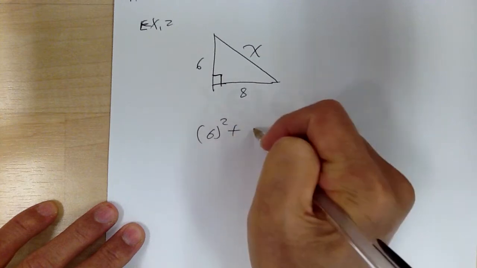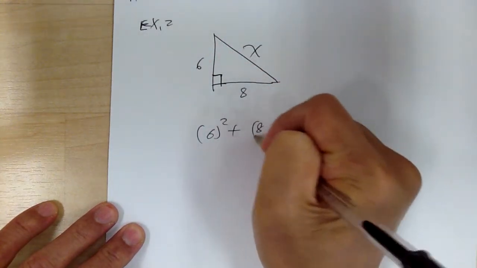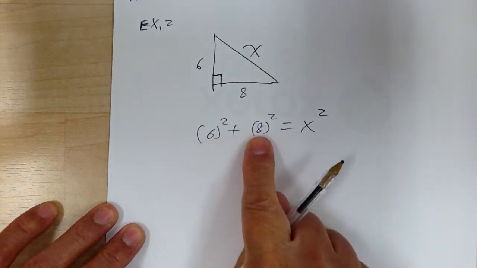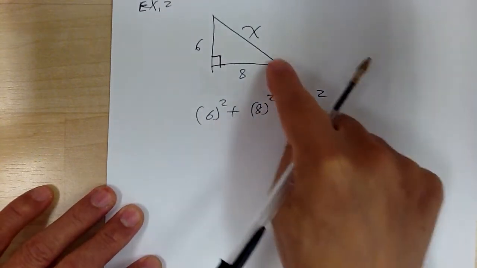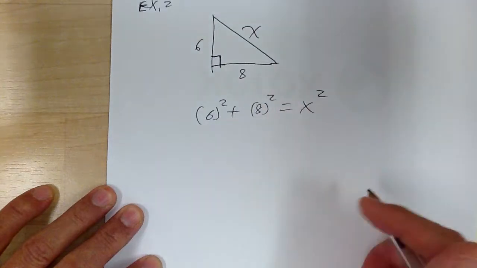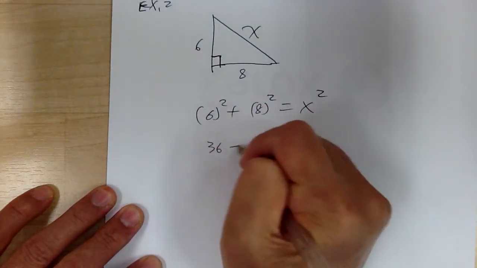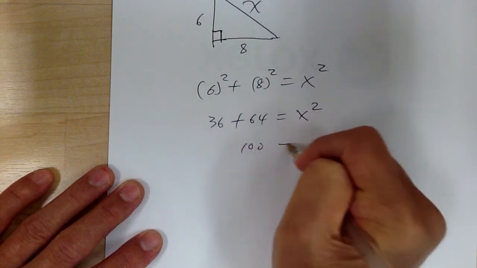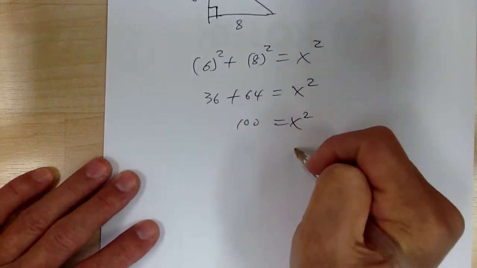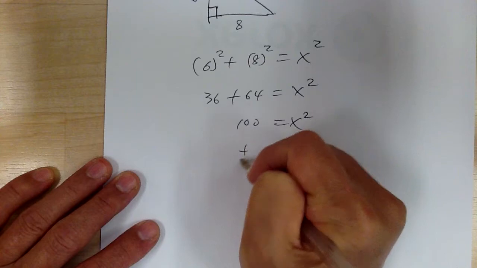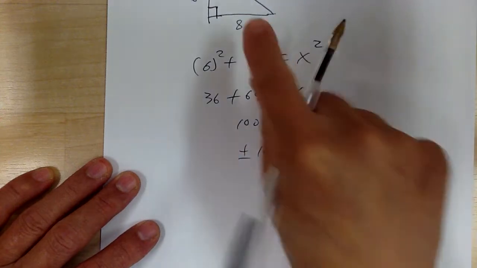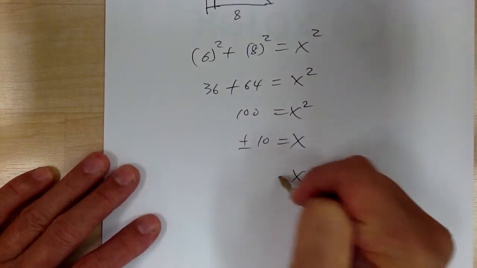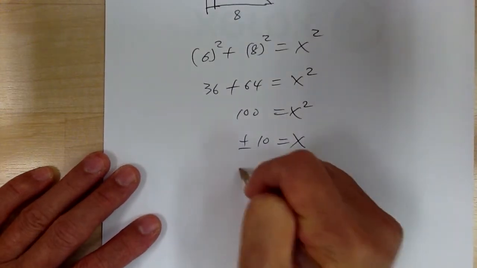So right away you can use a squared plus b squared equal to c squared. It doesn't matter which is a, which is b. They are interchangeable. Again, c is always the slanted side. So you're going to get 36 plus 64 equal to x squared. 100 equal to x squared. Take the square root. So x equal to plus or minus 10. But because this is a real object, it cannot have a negative. So x will equal 10 centimeters.